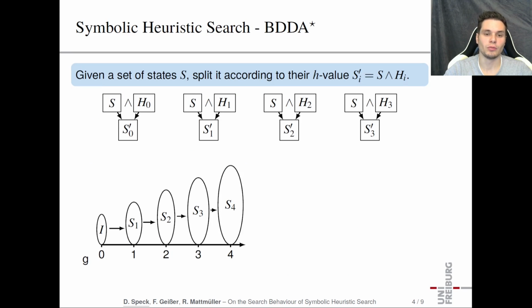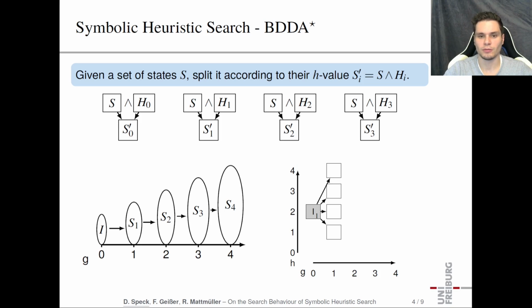So how can we now do symbolic heuristic search? Usually we use some A star version called BDDA star. The main idea is, given a set of states, we can split it according to its heuristic values, and these heuristic values we have pre-computed, also represented as BDDs. So here you can see first we split our set of states S: we do an intersection with all the states which have heuristic value 0, for example, and we get a new set of states only containing these states with heuristic value 0. You can also do that with heuristic value 1, 2, 3, and so on, and by this split your sets of states into sets with the same heuristic value.